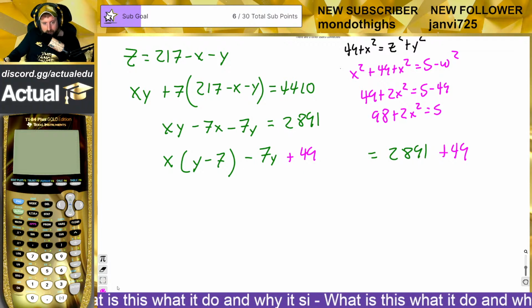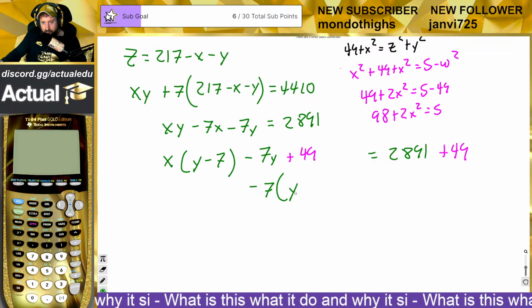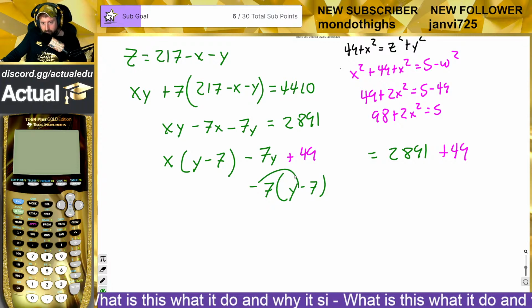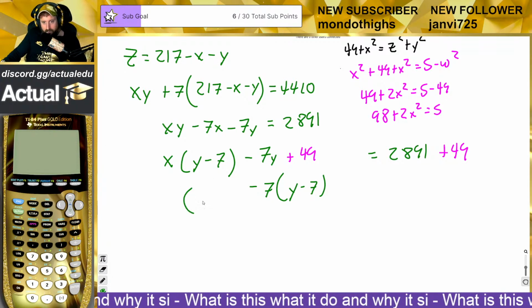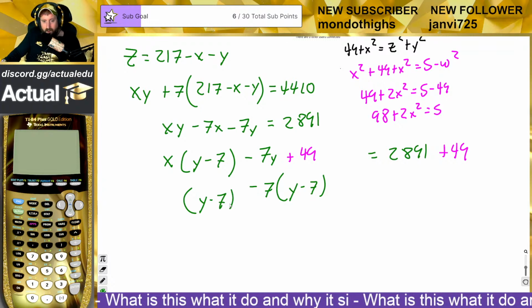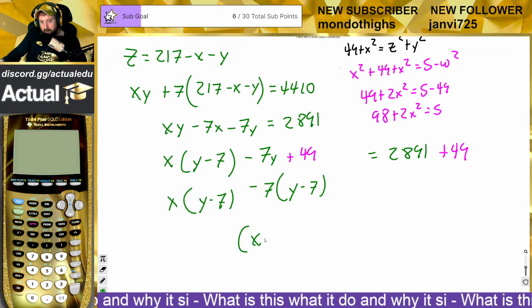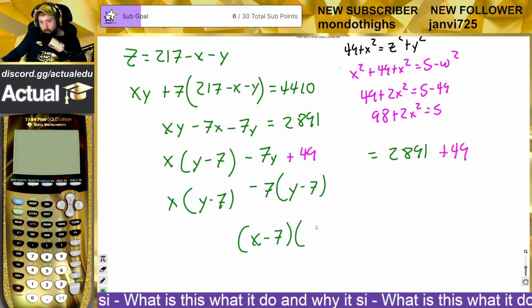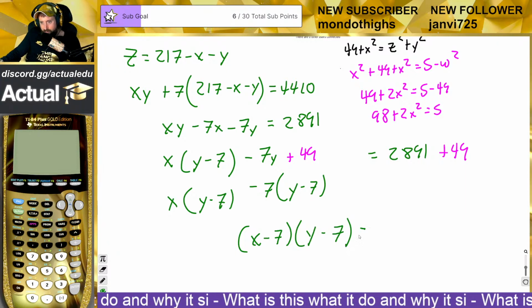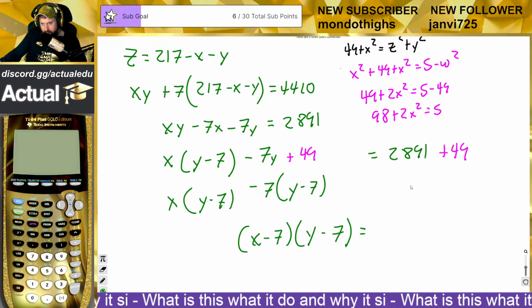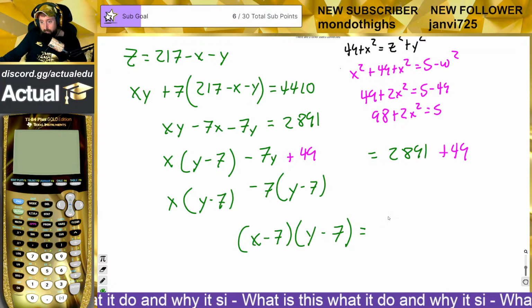Because now what happens is I can rewrite this part as x minus 7, and then this is going to be y minus 7. Do you see how minus 7y, minus 7y, minus 7 times minus 7 is plus 49? Very cool. Okay. This is the trick. Wow. Okay, cool. So now I get x minus 7, y minus 7 must be equal to, what is that? 2930? 2940. Yeah.